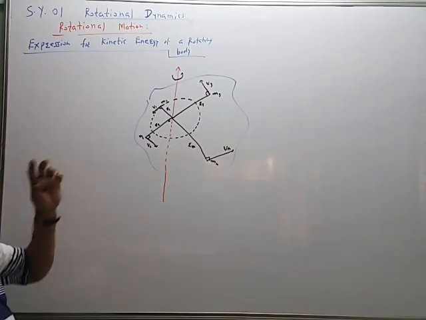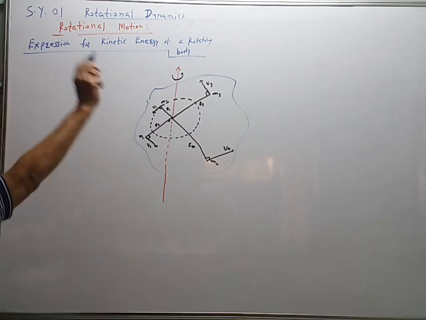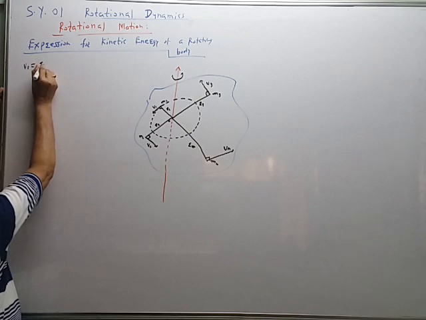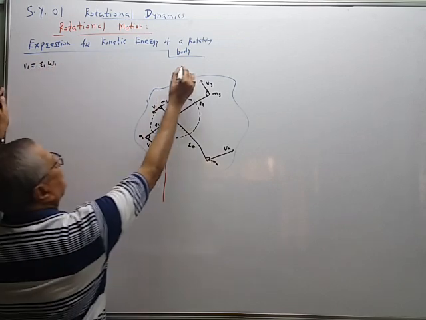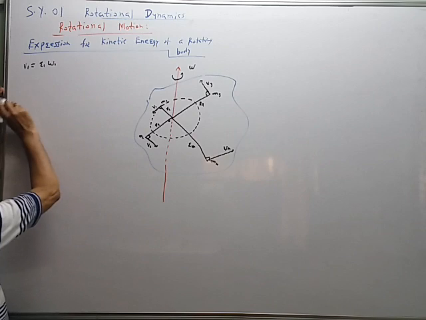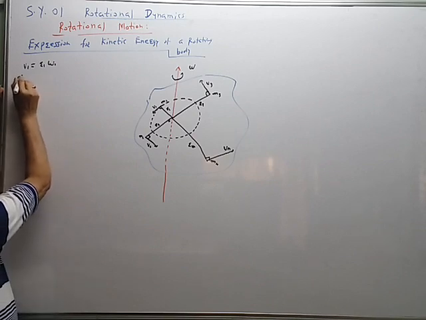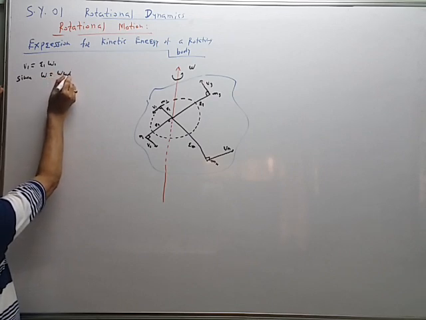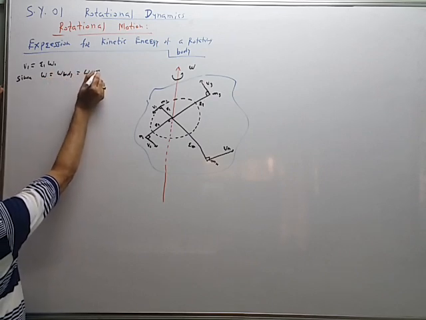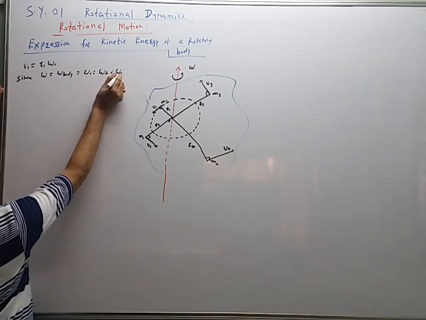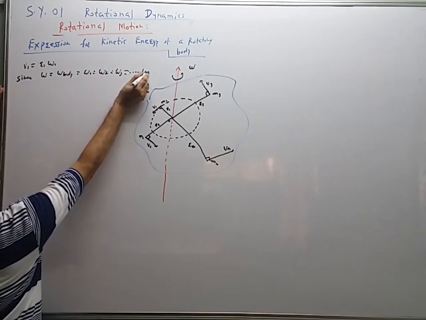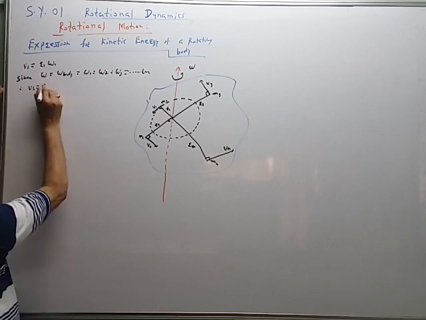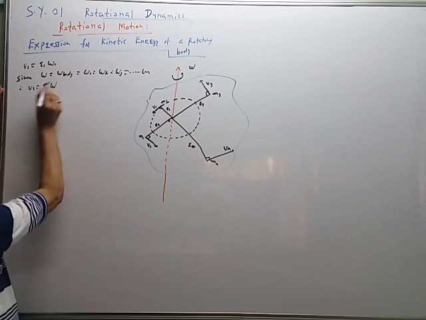So we are considering n particles. v1 is equal to r1 omega1, since the body performs circular motion like this. The angular velocity omega of the whole body is omega1 equal to omega2 equal to omega3 equal to omega n. Therefore v1 is equal to r1 omega.